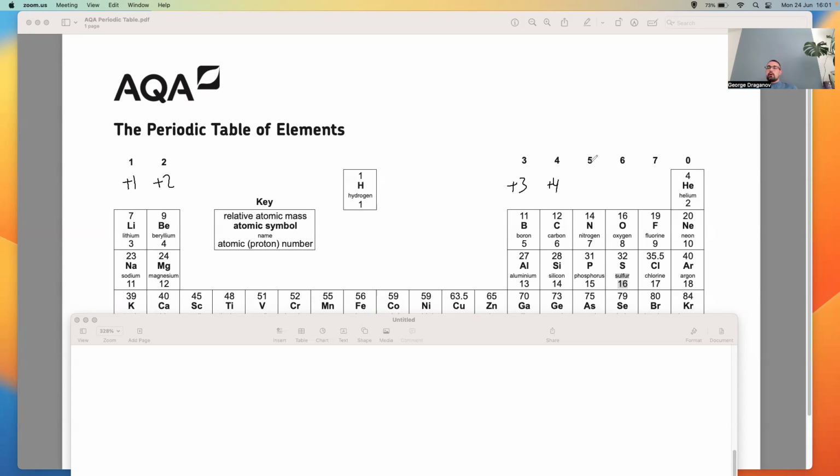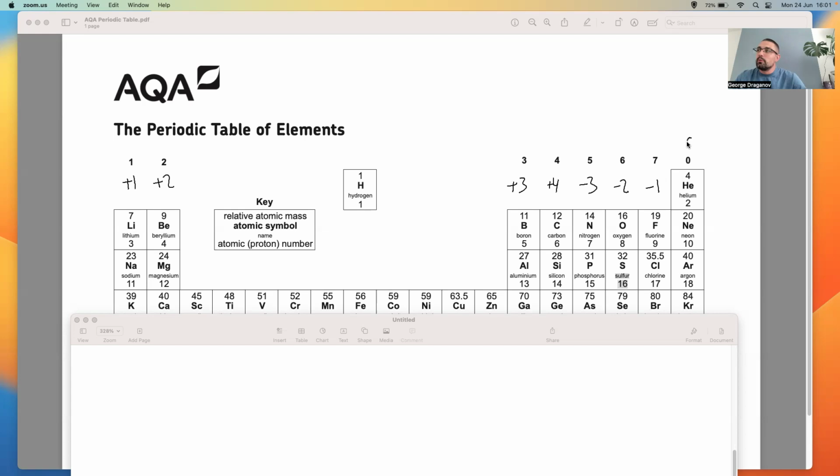Now, when we get to 5, we need to think about how you reach 8. It's easier to gain 3 than lose 5. So it gains 3 negatives, becoming -3. Group 6 gains 2 negatives, and group 7 gains 1 negative because you need to get to 8. So 7 + 1 is 8.